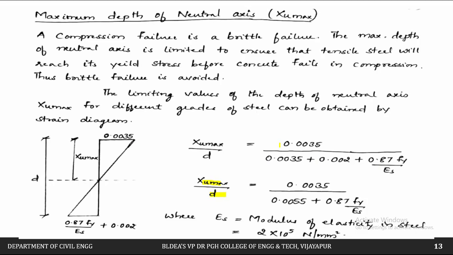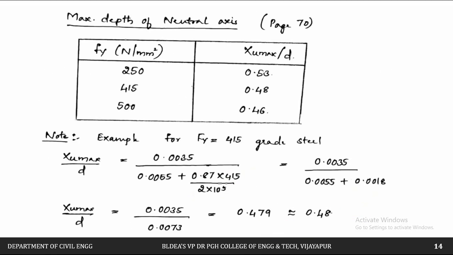So therefore, further if you simplify, xu max by d is equal to 0.0035 divided by 0.0055 plus 0.87 f of y into Es, where f of y is nothing but the yield stress and Es is nothing but the modulus of elasticity of steel, which is always taken as 2 into 10 raised to 5 Newton per mm square. So only by changing the value of f of y, we will come to know what is the maximum depth of the neutral axis, how much we can restrict.